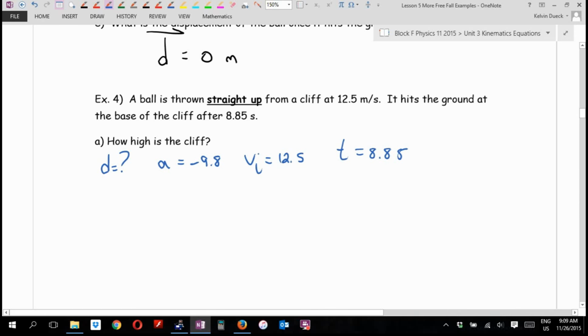$8.85. Trevor, do I know V final? No, because when I hit the ground, is the answer 0? No. Right? Okay. Hey, this isn't bad. I can plug and chug. I think there is an equation that has D, A, VI, and T. And not only that, I think the D is already by itself, isn't it? Matt's nodding. I think it's this puppy here.